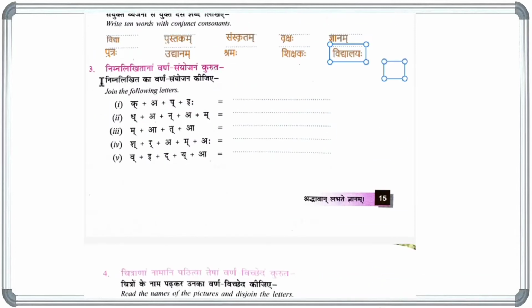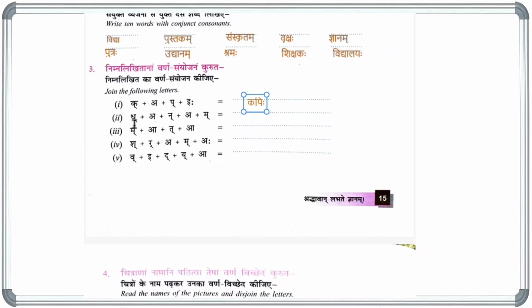Now come to the third main question: Nimna Likhitanam Varna Samyojanam Kuruta. Here we are joining letters together to find a new word. Ka halant plus a is ka. Pa halant plus ihi is pihi. So the final word is kapihi, which is monkey.